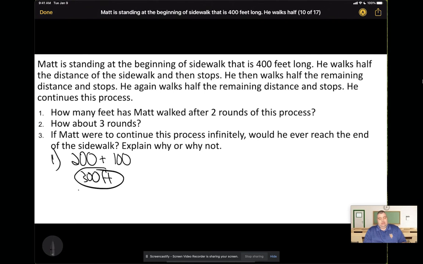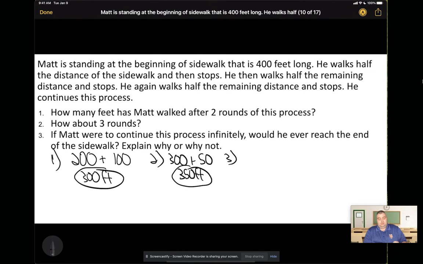Okay. How about after 3 rounds? So he does 200 feet after round 1. He does 100 feet in round 2. So round 3, there's 100 feet left. So he's going to walk half of that. So he's going to walk an additional 50 feet. So he's done 300 feet in the first 2 rounds. And then in the third round, he walks 50 feet. So now he's walked a total of 350 feet of 400. So that's the answer to number 2.